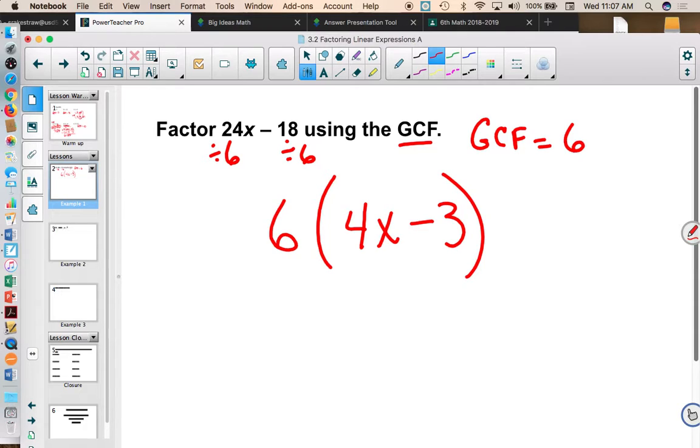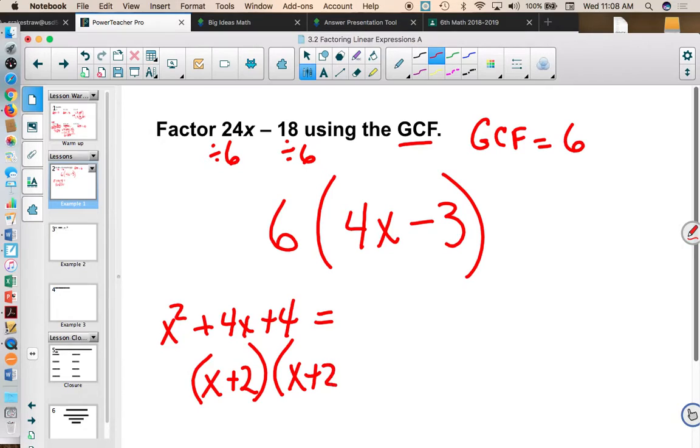To say, when would I ever use this? If I had an expression that looked like this, and I needed to factor this, I've got to find out what multiplies by what to get this. Okay? And in order to do that, you're going to factor out this expression, x plus 2 times x plus 2.